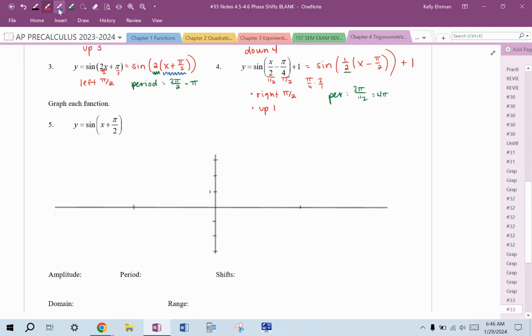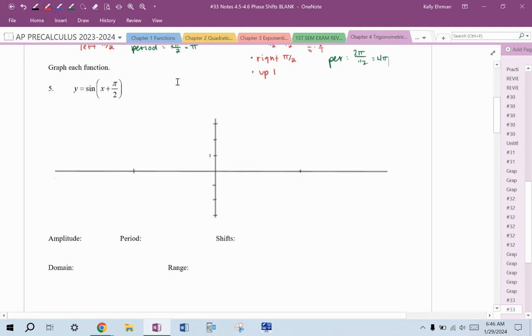So let's go through all the information for this first. Amplitude here is 1 because there's a 1 in front of the sine function. The period is 2 pi divided by 1 because there's a 1 in front of the x. So the period is 2 pi. I like to pause right there. And let's just make this first tick mark here, 2 pi.